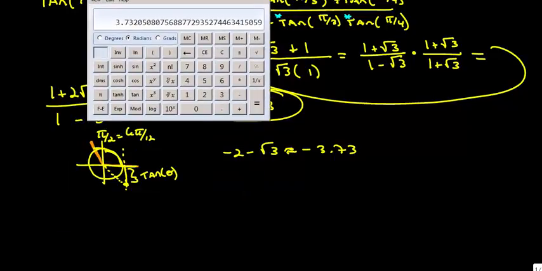So this is good. It's good to check your answer to make sure that you are getting the right value. If I go back and redo that value, 7 times pi divided by 12, and then take the tangent of that, we get our negative 3.73, or 3.732.